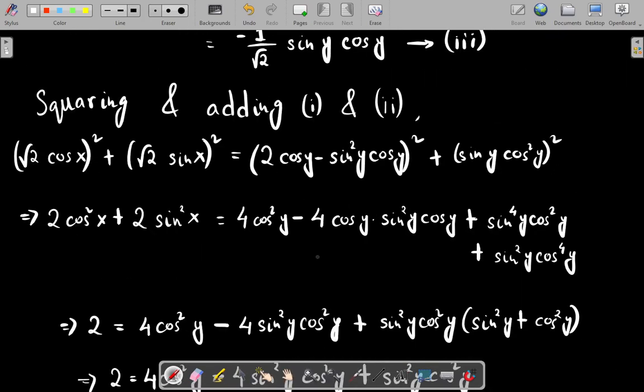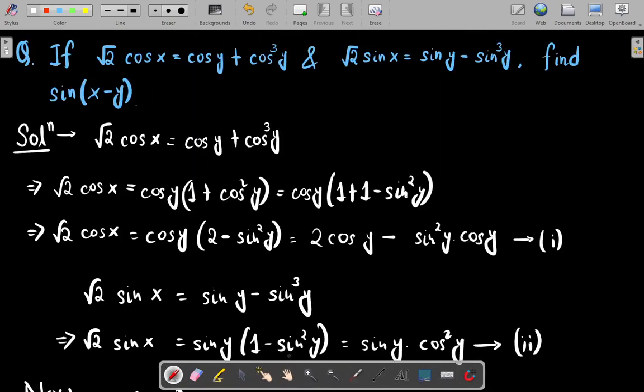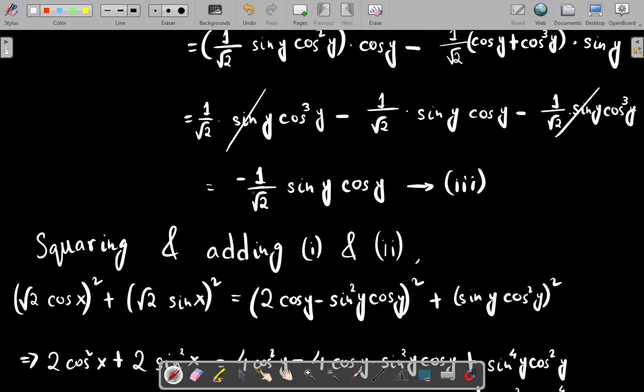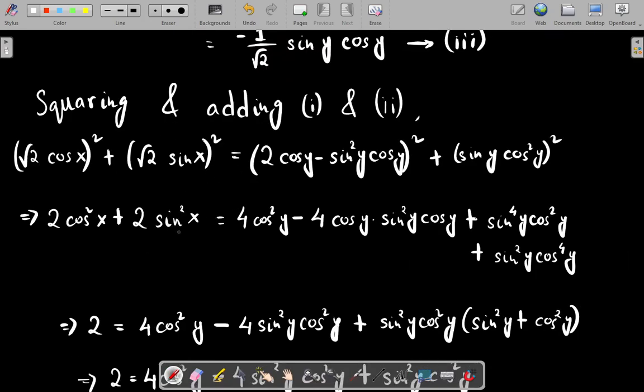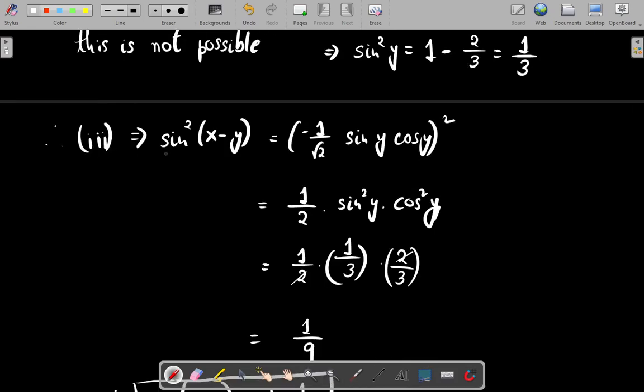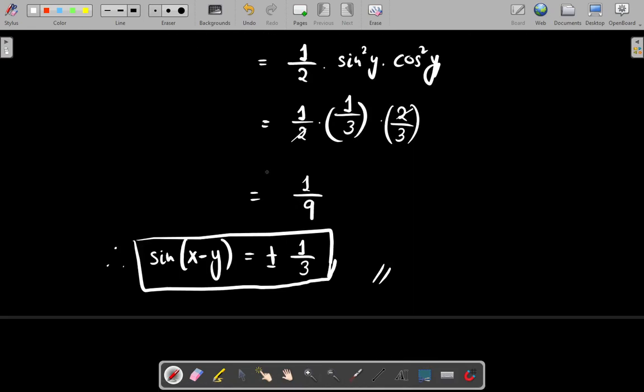Okay, this was a bit complicated in the computation part. You need to do the squaring and adding, but other than that there are not many tricky steps required here. Okay, this is a bit lengthy but actually a very simple question. Okay, so this is the answer.